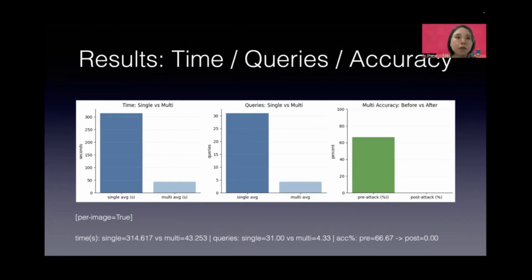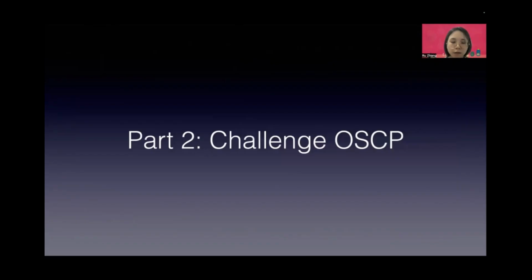As for the accuracy, in multi-image runs, the model's accuracy before the attack reaches 66.7%. And when we do the attack, the accuracy reduces to 0. So this is all for part 1. And then part 2. In part 2, we will challenge the OSCP system, the one-step purification system provided by Team Light Publishing.